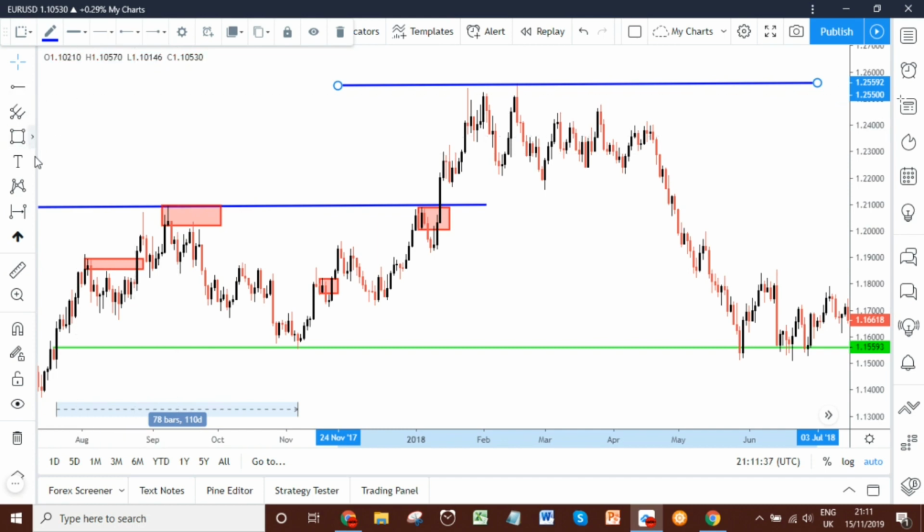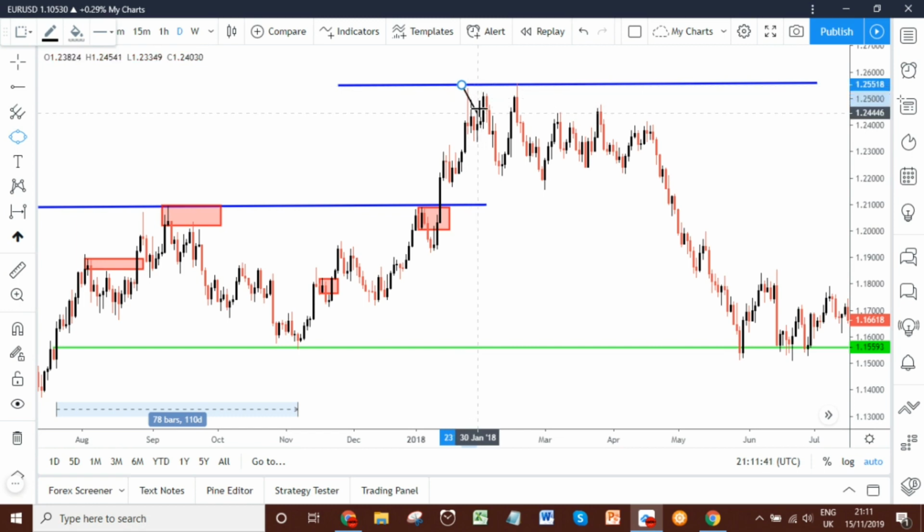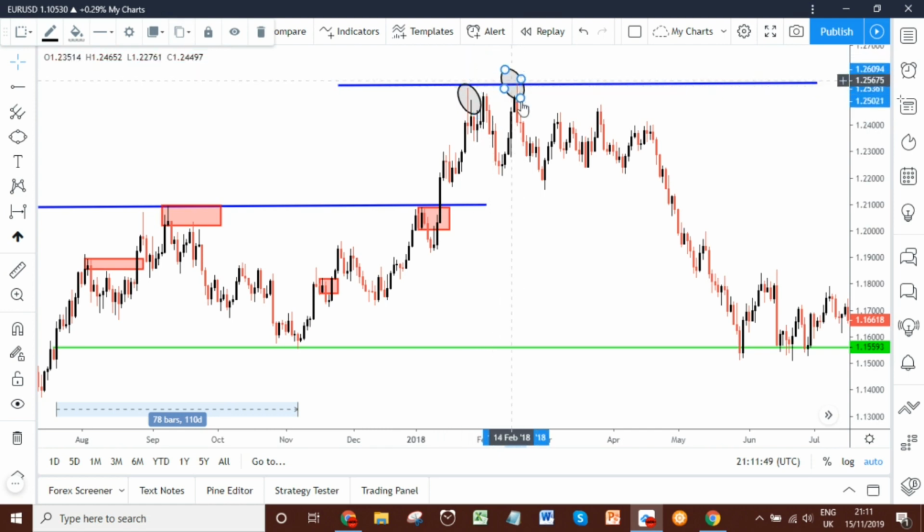Let's just get these tools out. First order right here, big one. Let's copy that. And then the second big order right here.